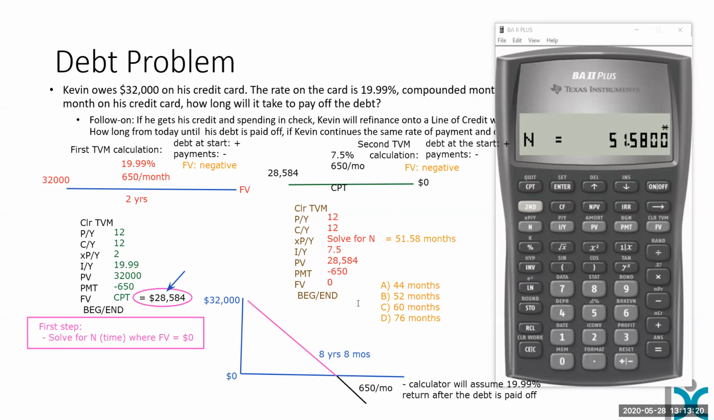It's D, right? It's actually D because the question is, how long until today, until his debt is paid off, which is the 52 months you see here, plus the 2 years you see back here, okay?